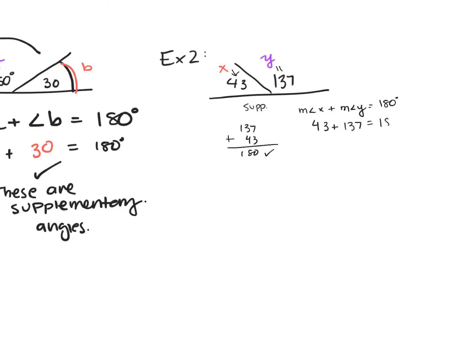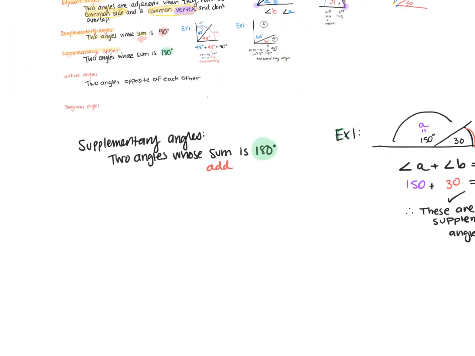137, and we already did the math, right? 7 plus 3 is 10, carry the 1, 4 is 7, plus 1 is 8. Okay, here we go. So this is also supplementary. All right, so here we go. Next one, we're almost done.